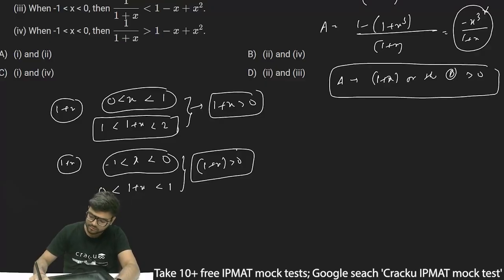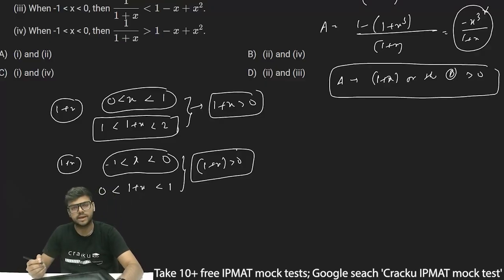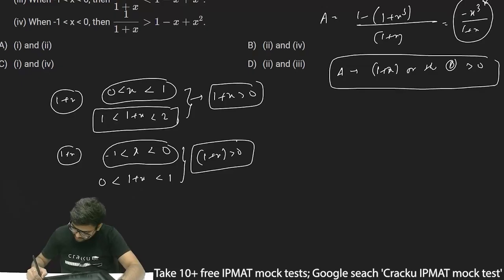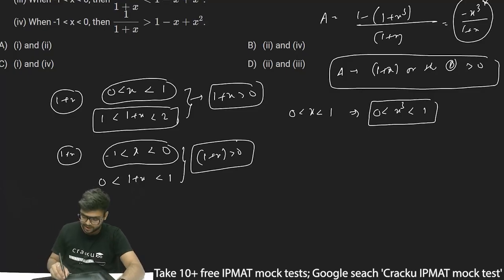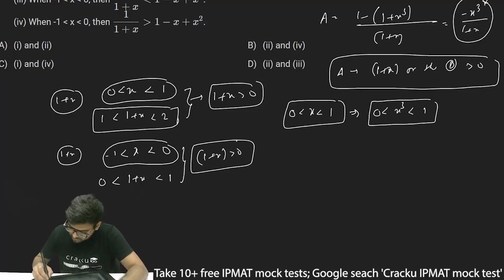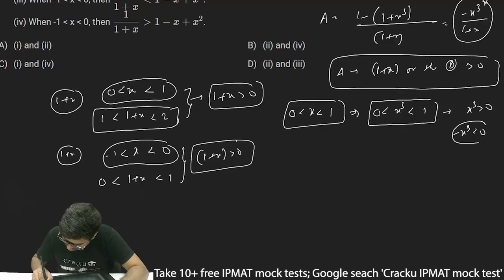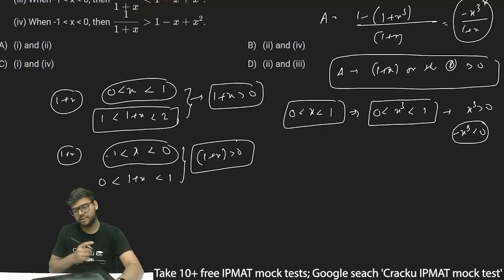So I have to check the value of minus x cube, because then only I can know whether a is greater than 0 or less than 0. For the range x 0 to 1, x cube will be 0 to 1 as well. So x cube is greater than 0. If x cube is greater than 0, multiplying by minus 1, minus x cube will be less than 0.